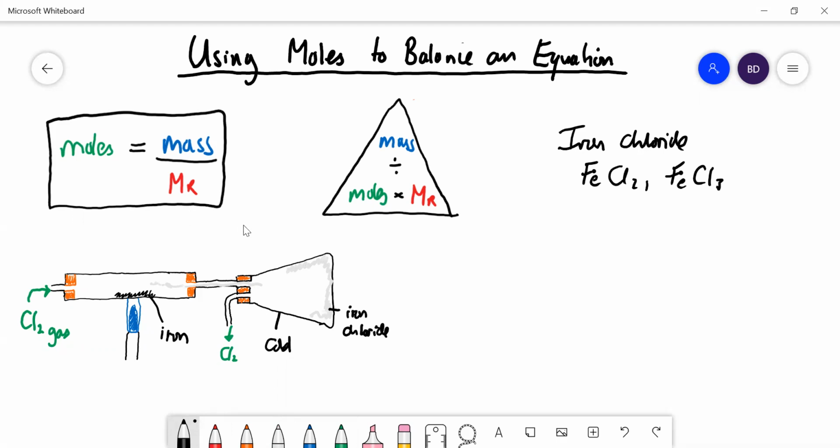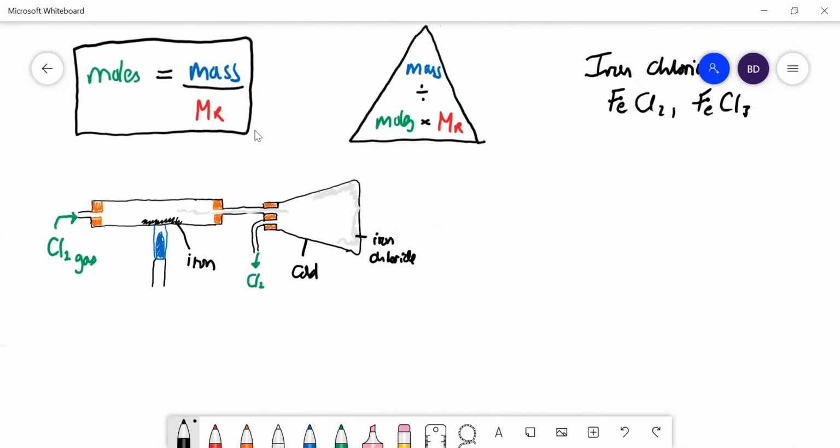So when we do the experiment, you make the following weighings. 1, the mass of the iron that you start with, and 2, the mass of the iron chloride that you make. The way you do that is you weigh this flask at the start and then weigh it at the end, and of course it's going to be heavier because it's got iron chloride in it, and then you subtract to find the mass of the iron chloride. So we've got two possible equations there. We don't know which one is correct.